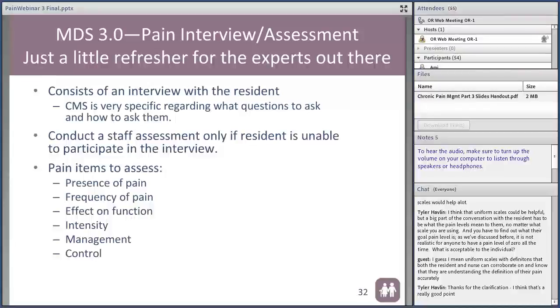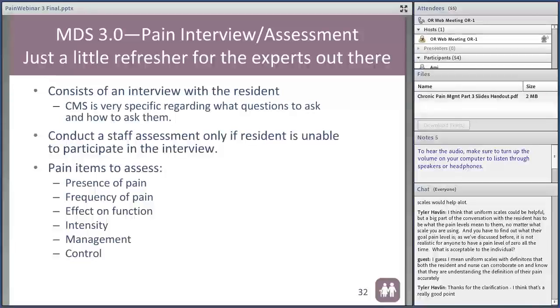So then the MDS, I'm going to do just a little refresher because you guys are the experts on this. So it really is a refresher, and I'm going to put a little bit of a twist on it in some areas. It basically does consist of an interview with the resident, and CMS is very specific regarding what questions to ask and how to ask them. It's all very well in print in the RAI manual.